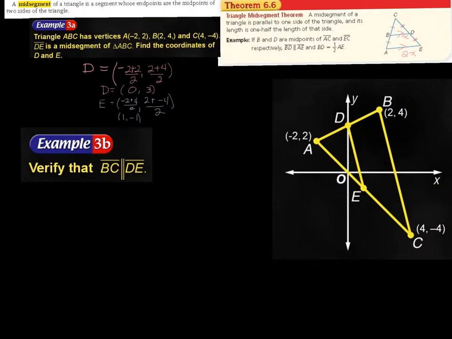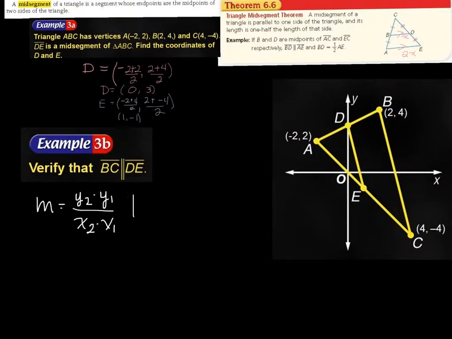Next, they ask us to take the same coordinates and verify that segment BC is parallel to DE. Well, remember that parallel lines have the same slope, and slope is change in y over change in x.